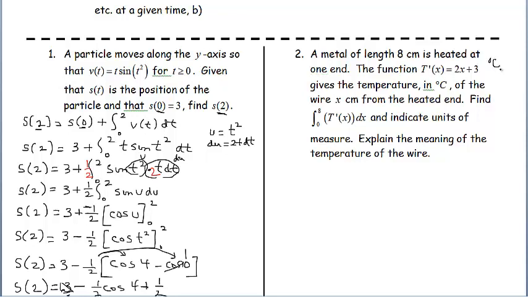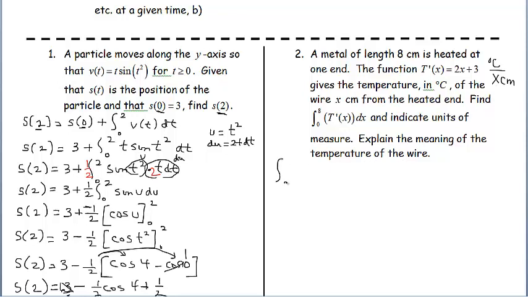Okay, so the units would be degrees Celsius over x centimeters. Which doesn't really make a lot of sense, but it is what it is. And for the rate of change, it's degrees Celsius per the x centimeters from the end that you're heating. All right, we're asked to find this answer right here and indicate units of measure, and then explain the meaning of the temperature of the wire.